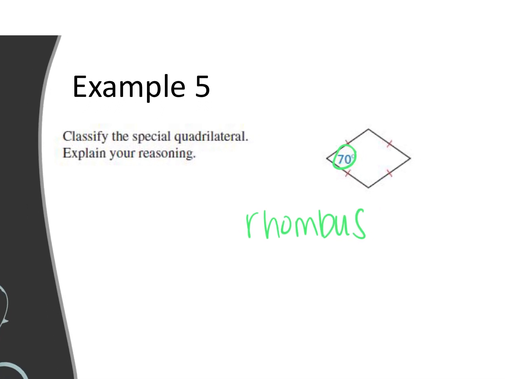So what would be our explanation, though? How would we explain that this is a rhombus? More so, what makes a rhombus a rhombus? Four congruent sides. Okay? It can't be a rectangle or a square because not all of the angles are 90. Okay.